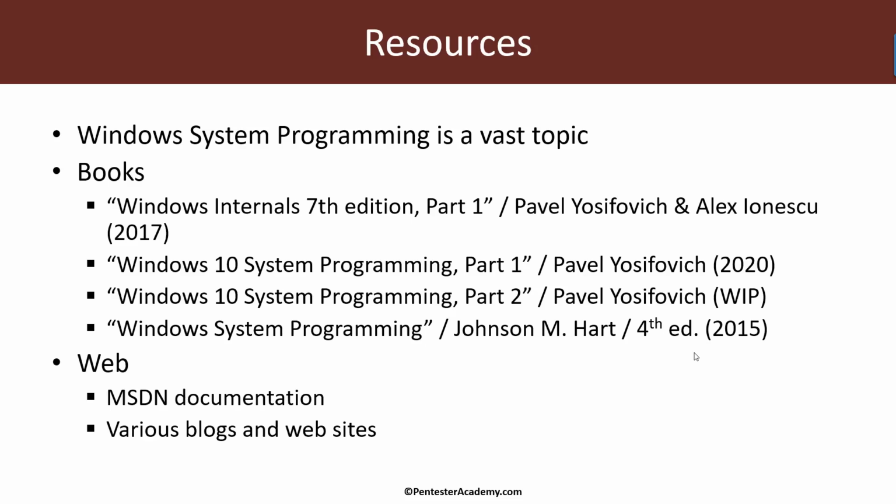I have written two books related specifically to system programming. One of them is already out at the time of this recording, and the other one is still a work in progress. You can use these books as well to supplement the materials that we're going to go over in this course and future courses. There is an older book, but it's still useful, called Windows System Programming by Johnson M. Hart, that you can also use. It only covers Windows 7 and nothing beyond that, but many of the topics there are still relevant in today's systems. And of course we're going to use the MSDN documentation, the official Microsoft documentation.